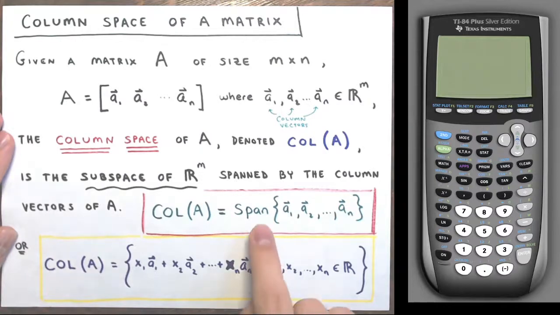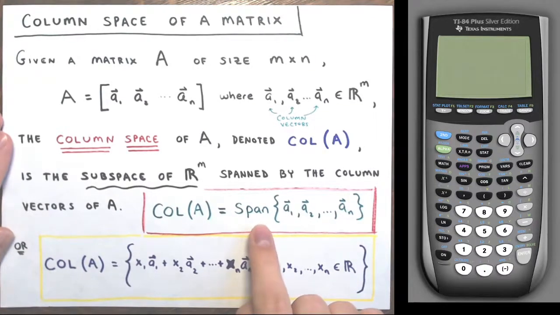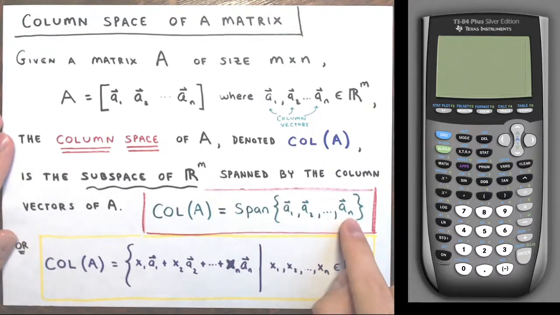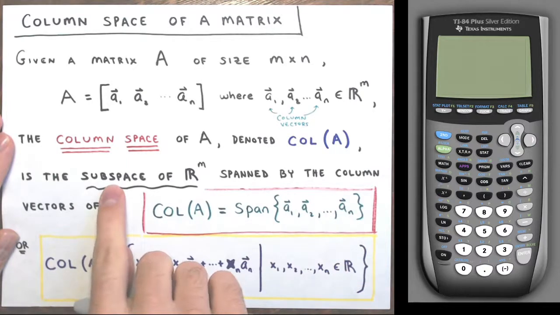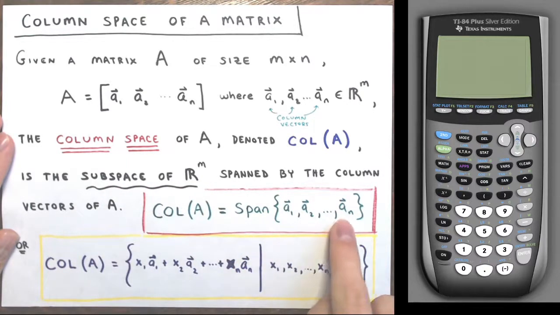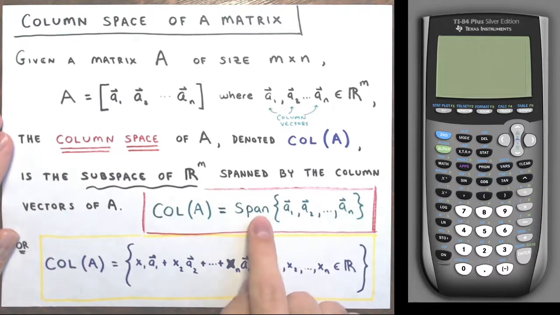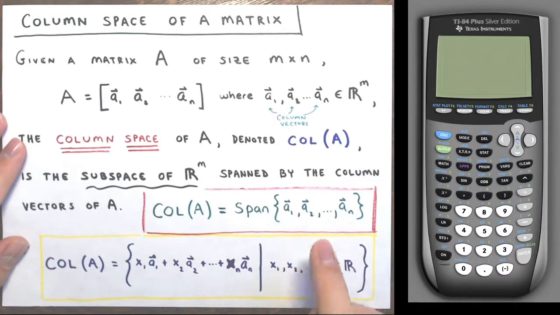And remember, a while back in the span video, the span of a set of vectors is going to be a vector space. So that's what I'm saying here: it's a subspace of R^m. The span of a set of vectors will satisfy all 10 of the vector space axioms. And if you don't remember what the span of a set of vectors is, I'll re-describe it here. The span of a set of vectors is the set of all linear combinations of those vectors.